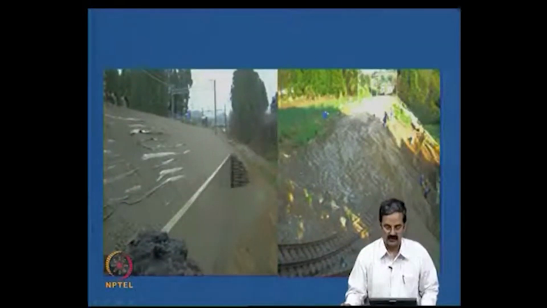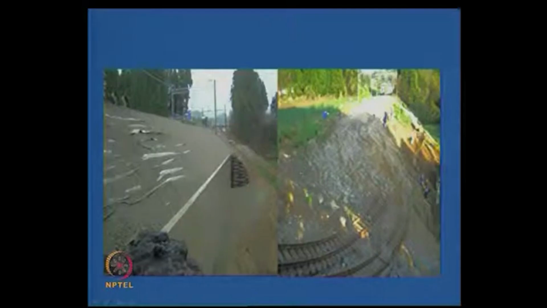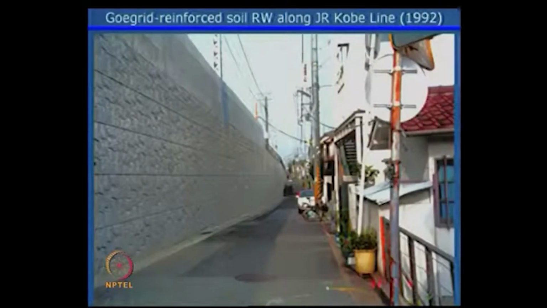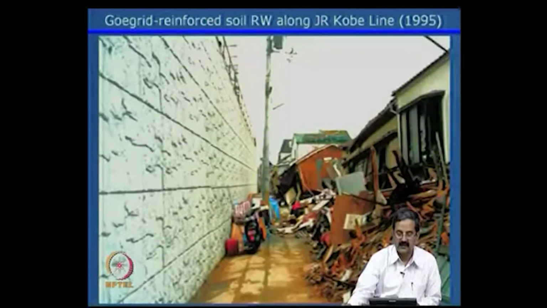I just want to show you the influence of the earthquake. One of the railway lines in Japan had yielded, and that was reconstructed later with the reinforced wall technique. This is a geogrid reinforced soil wall along the JR, Japanese Railway Kobe line. An earthquake occurred at Kobe, and this is before the earthquake occurred, and you can see the same photo after the earthquake occurred. You can see that there is a collapse of all the structures, but the reinforced wall is still stable.